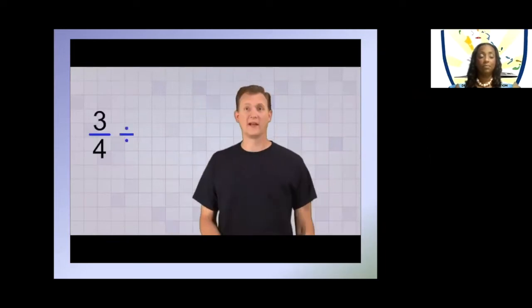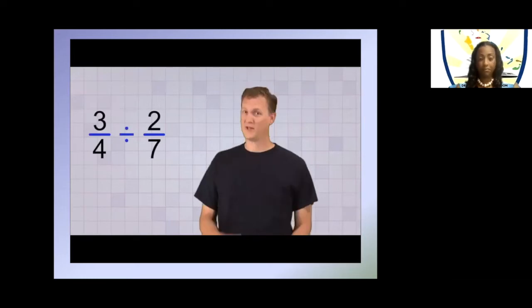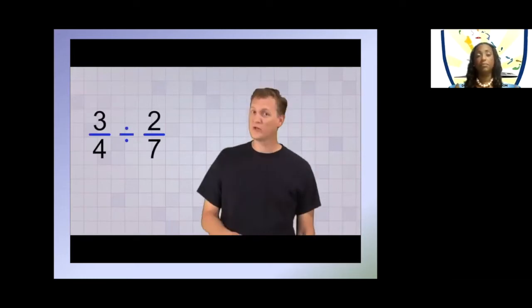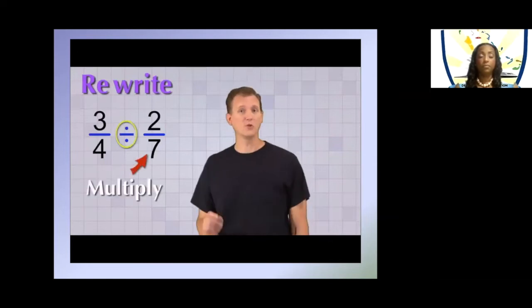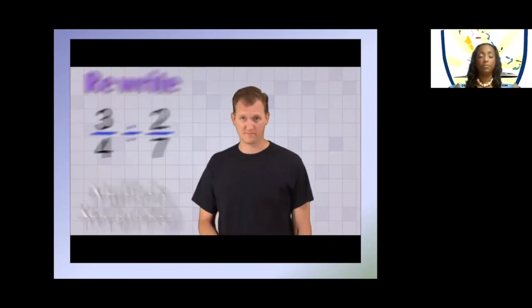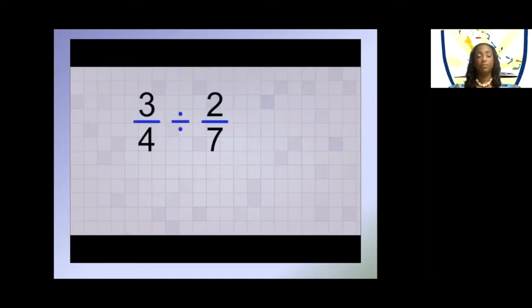As always, let's see a couple examples of how this works so you'll really understand. Let's try this problem, 3 over 4 divided by 2 over 7. Okay, so the first thing we want to do is rewrite our problem. Instead of dividing by 2 over 7, we can multiply by the reciprocal instead. The reciprocal of 2 over 7 is 7 over 2. So our problem becomes 3 over 4 times 7 over 2.